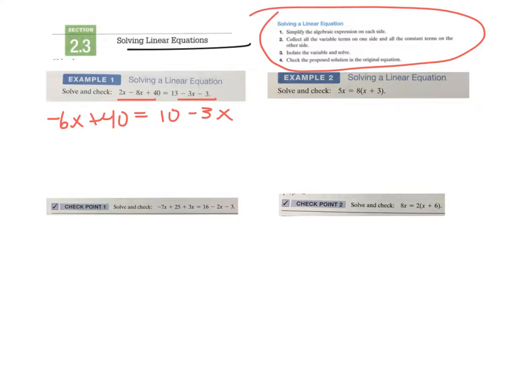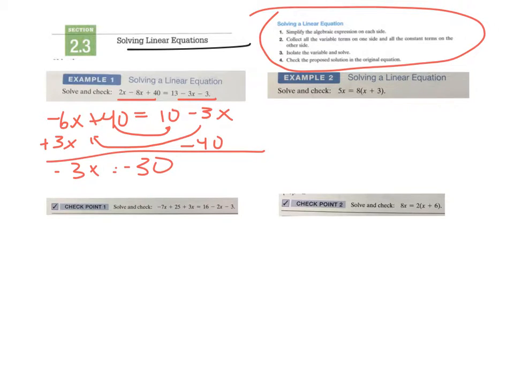So that's step 1. Step 2 then is to move the letters. So I'm going to move this letter over, and so I change the sign. And I'm going to move the number over and change its sign. And when I do that, I get negative 3x equals negative 30. And then I can divide by my negative 3, and I get my answer of 10.